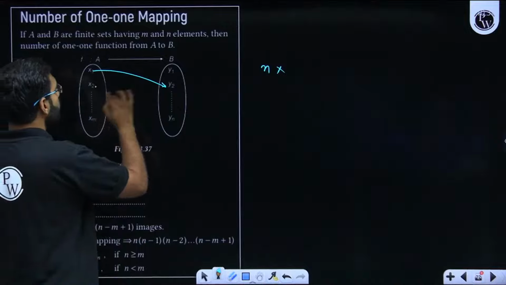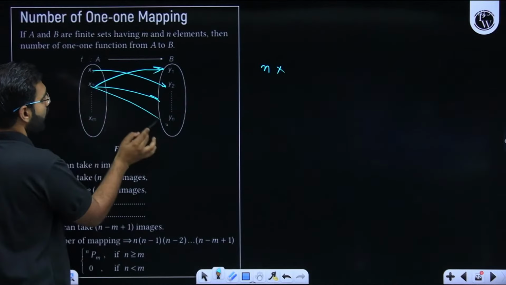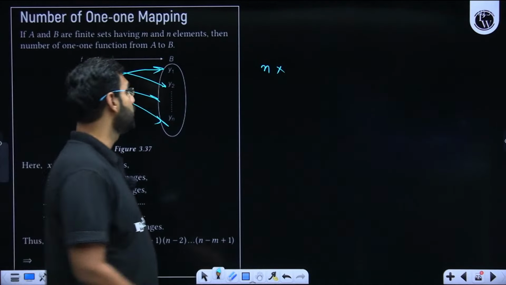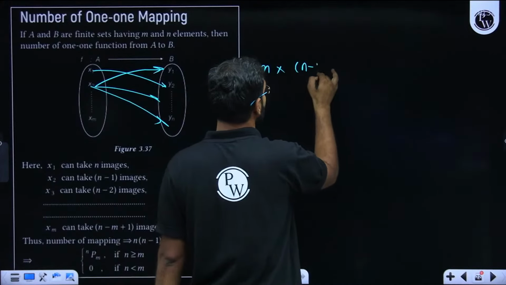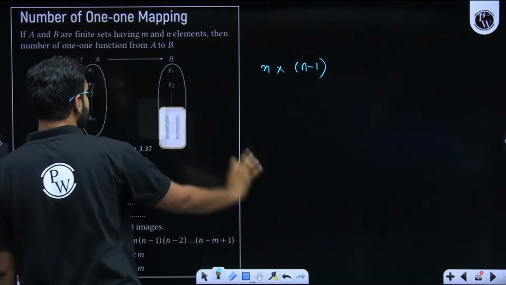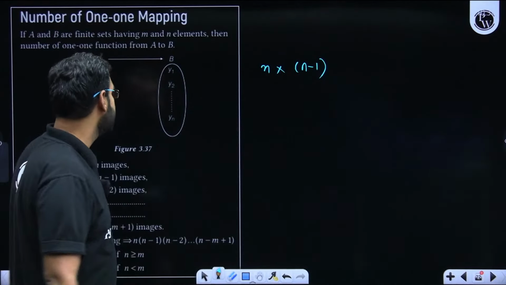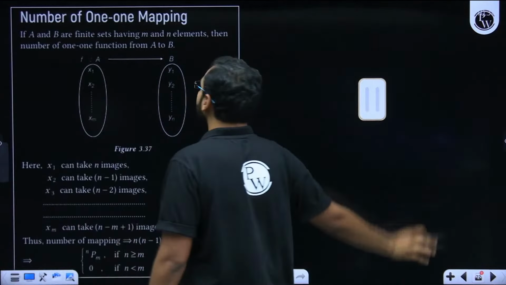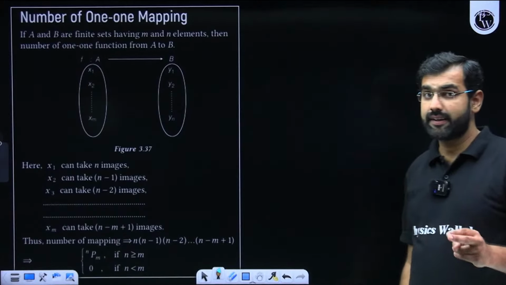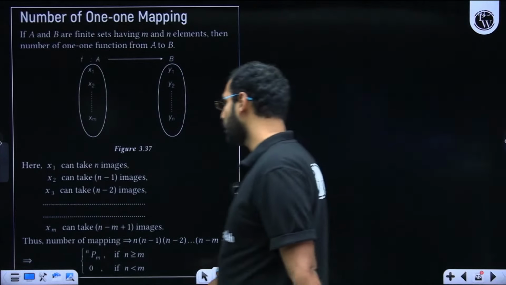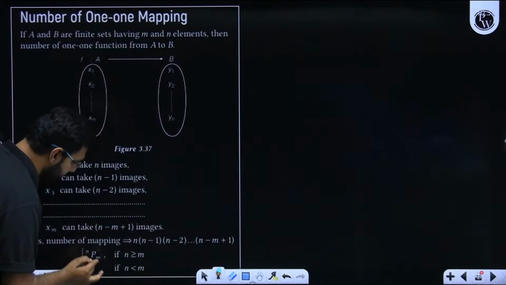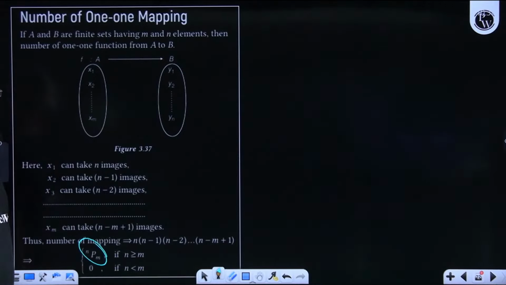So x2 will go to either y1 or y3 or y4 or yn. So x2 has how many choices? n minus 1 choices. Similarly, x3 will have n minus 2 choices, and so on. So technically here, if I wish to ensure that it is a 1-1 function, in that case, all I need is nPm. I hope you're understanding how this formula is coming into the picture.